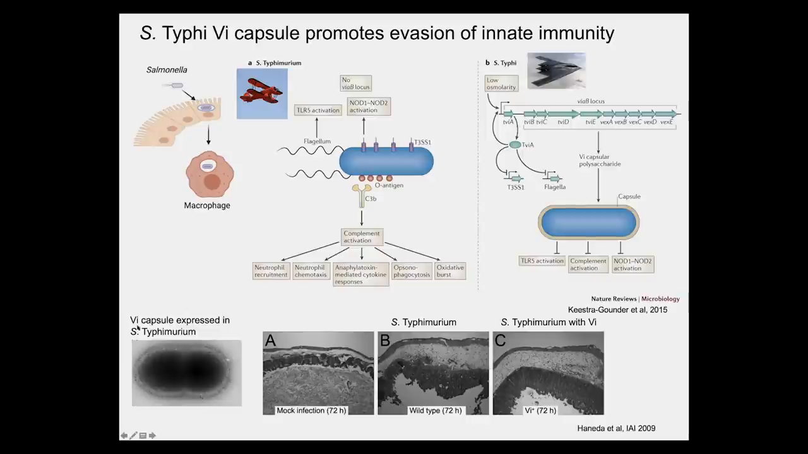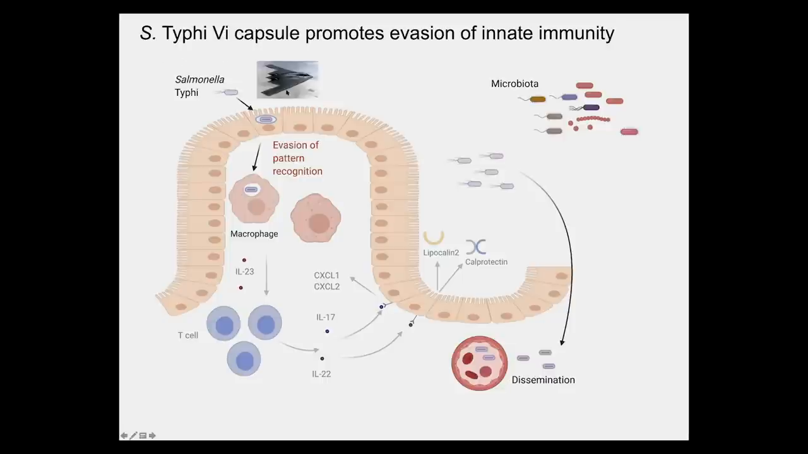You can study this, for example, in animal models where you can express the Vi locus in Salmonella typhimurium, and this causes reduced inflammation in comparison to what you see with the Salmonella typhimurium wild type. So this is a summary of what I just told you, that Salmonella typhi is able to fly below the radar, and the inflammatory response during typhoid fever in the gut is actually blunted. So there is much lower inflammation.